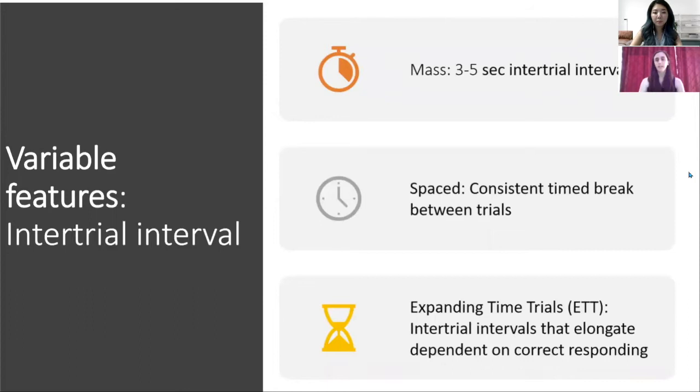When we were looking at how to improve the actual DTT procedure, we decided to focus on that inter-trial interval. For mass trials, which is the example that we did with Olivia, it's 3 to 5 seconds. For spaced, it's a consistent time break between trials. And expanding time trials are intervals that elongate dependent on correct responding. So if the learner responds correctly, that inter-trial interval gets longer and longer.